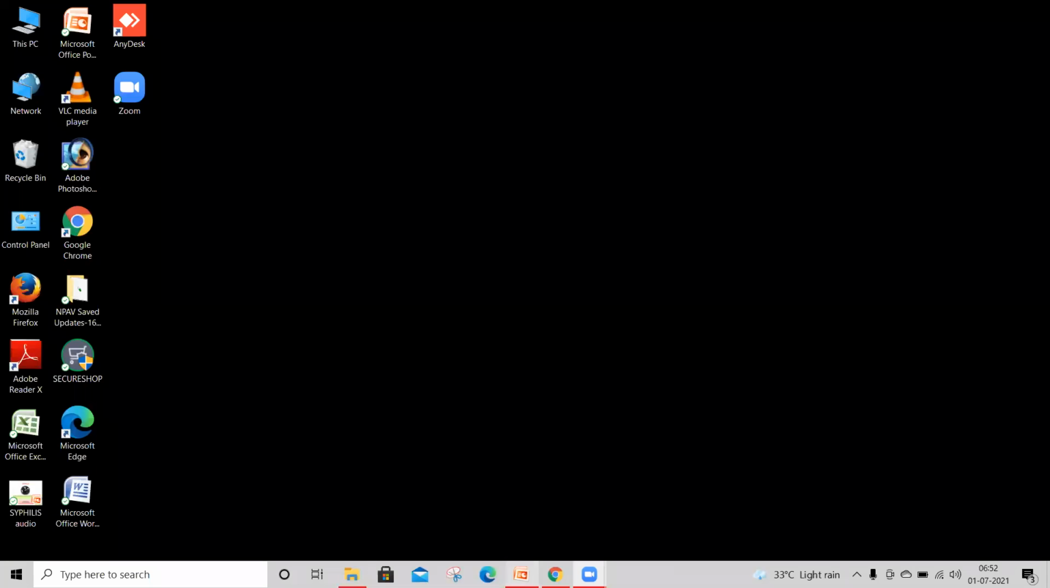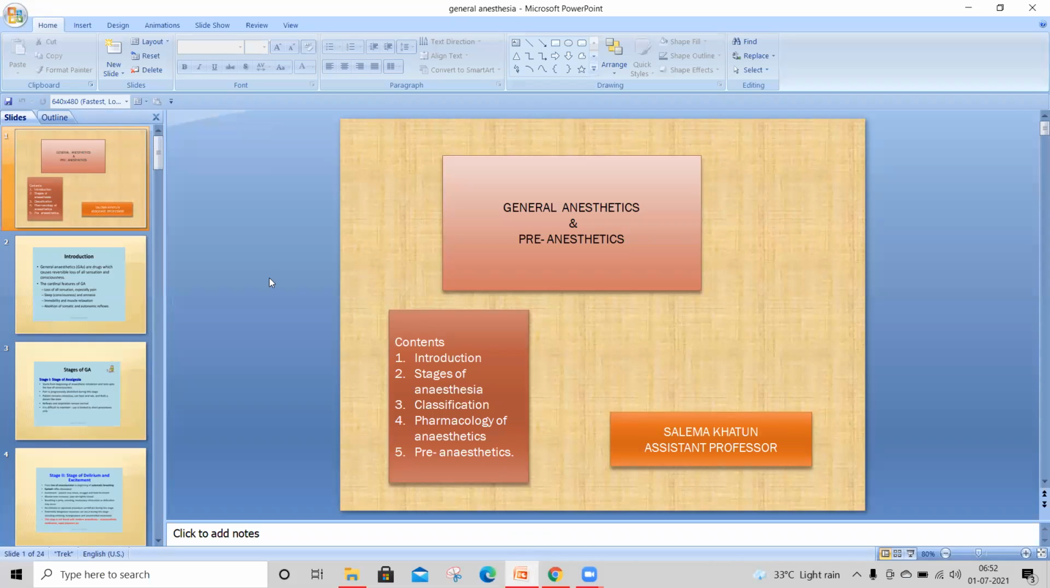So here general anesthetics is there. Here there is something you have to know. This is the contents. These things you have to know: introduction, stages of general anesthesia, classification of general anesthetics, pharmacology of the drugs, and pre-anesthetics. So here it is important. The stage and classification you have to remember.